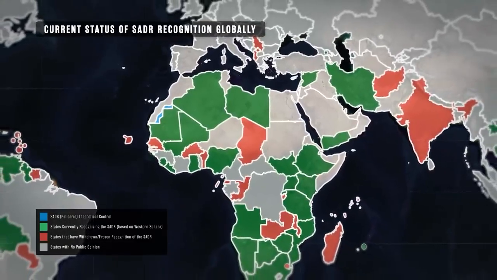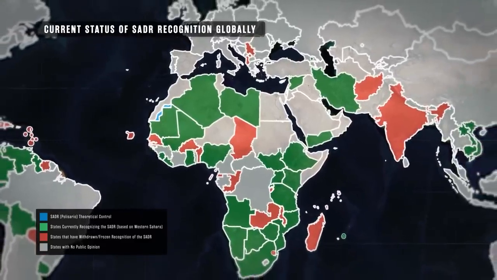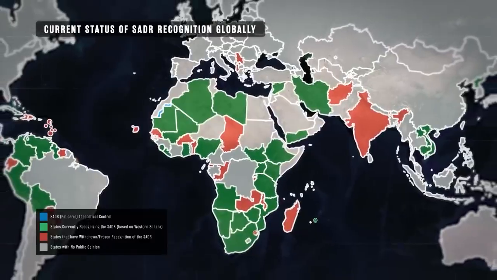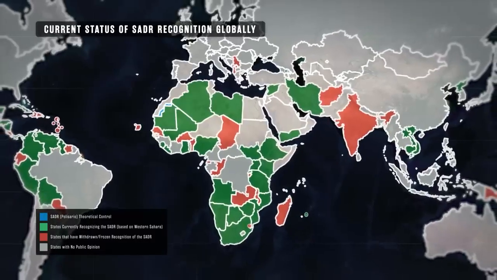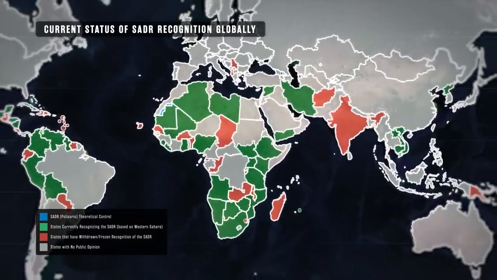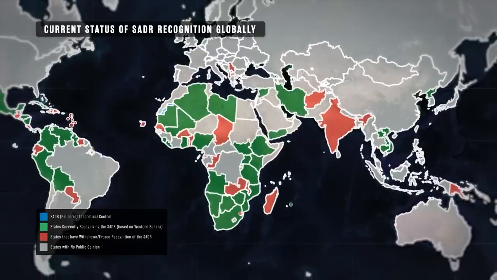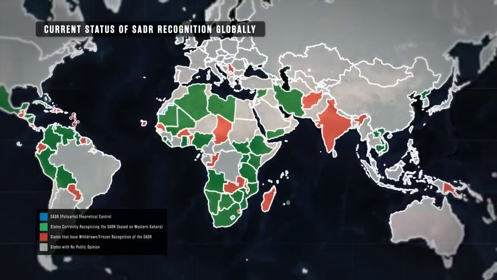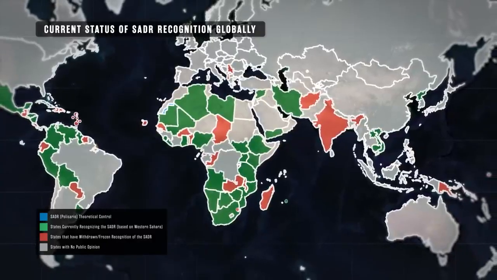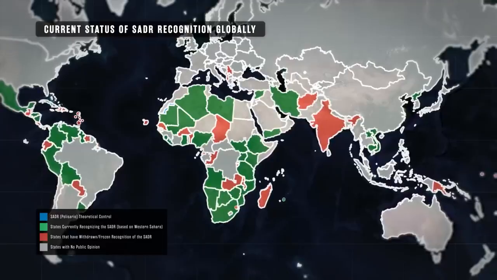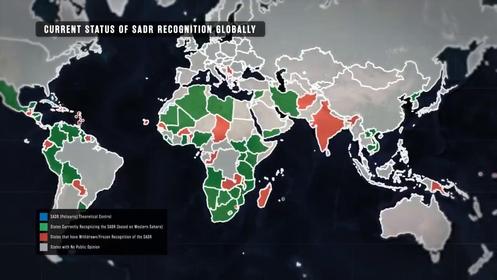Most of them concentrated across Africa, who are led by Algeria, and others in Latin America, and a few outliers like Iran, Vietnam, and North Korea, while dozens of other countries have withdrawn their previous recognition of the SADR, like India and Serbia being the two most notable examples, while Morocco's territorial claims to Western Sahara are formally recognized by the United States and Israel, and diplomatically supported by France and Spain, among others.